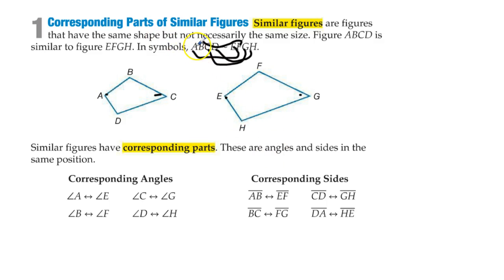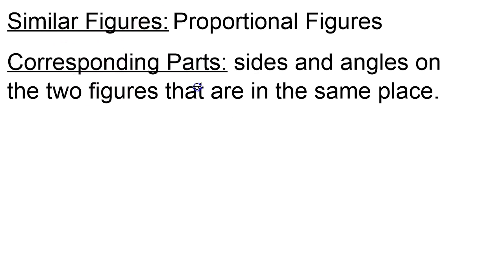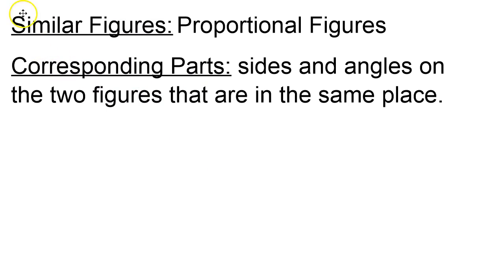Also works for the sides. AB is a side from A to B. B to C is a side, C to D, and A to D is a side. All those are sides because they connect 2 points. AB corresponds to EF because they're both in the same position, and AB is the first 2 letters and EF are the first 2 letters. So corresponding parts are sides and angles on the 2 figures that are in the same place, basically.